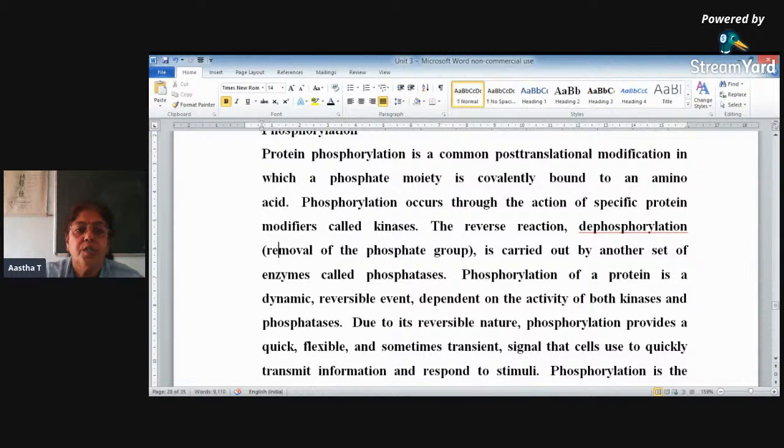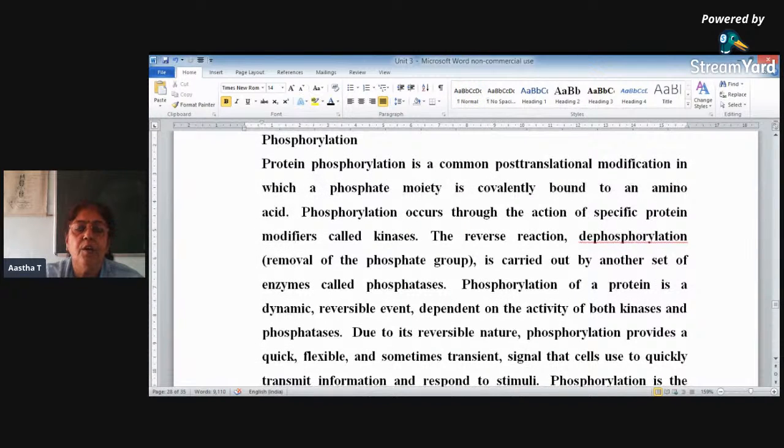First one is phosphorylation. Protein phosphorylation is a very common type of post-translational modification. In this case, a phosphate group is covalently attached to the amino acid. Phosphorylation takes place with the help of specific enzymes known as kinases. And the reverse reaction is known as dephosphorylation, that is removal of phosphate group, and it is carried out by enzymes known as phosphatases. So always remember, attachment of phosphate group or phosphorylation takes place with the help of enzymes called kinases, and dephosphorylation or removal of phosphates is done by the enzymes phosphatases.